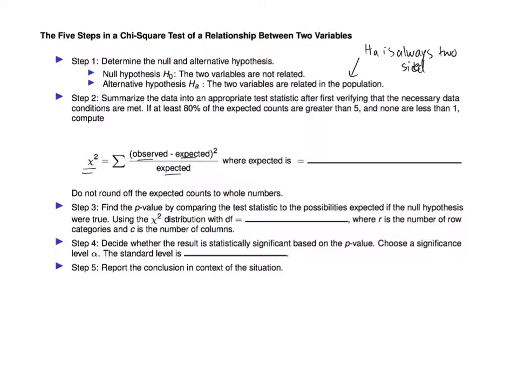And the way that you find the expected values is you do the row total times your column total divided by the total number of observations in your table. And one important thing is don't round those expected values to whole numbers. Use 2 decimal places. That's your book's standard. It's always better if you use more, but let's just follow the same standard.